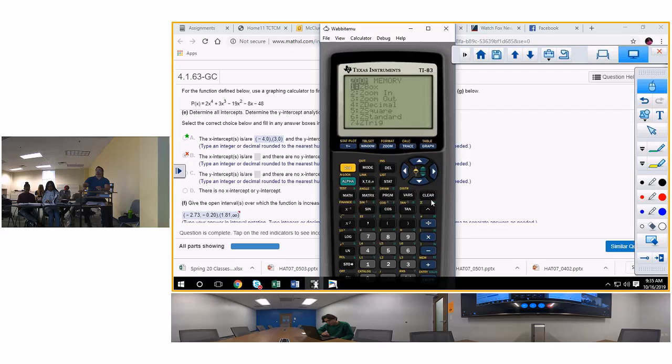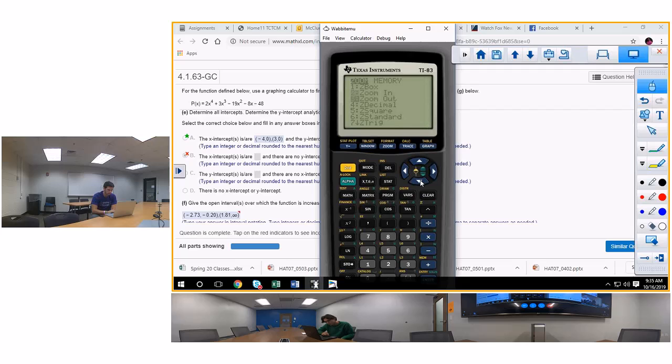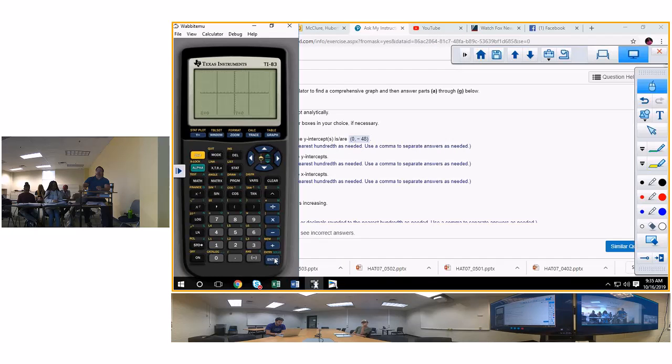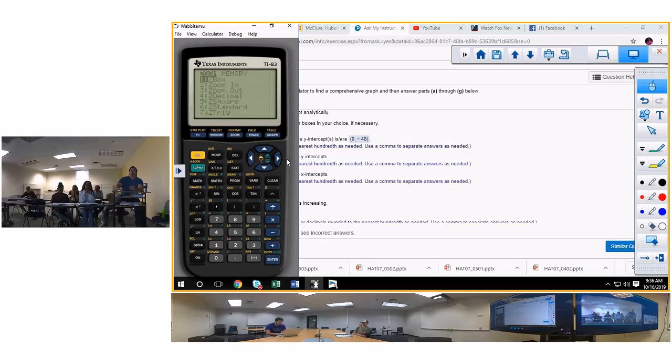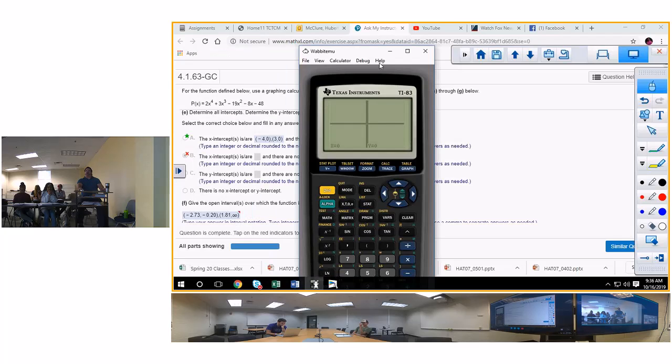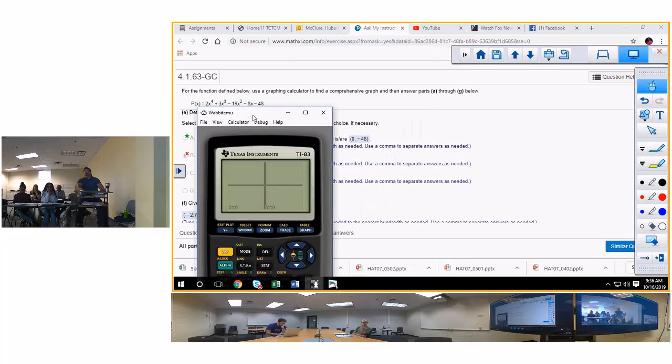Zoom out. I don't want to have to go over these calculator drills in class, but of course it's going to be way out there. You're going to have to play with this window. Okay, let's play with the window. What's the y-intercept? Negative 48.